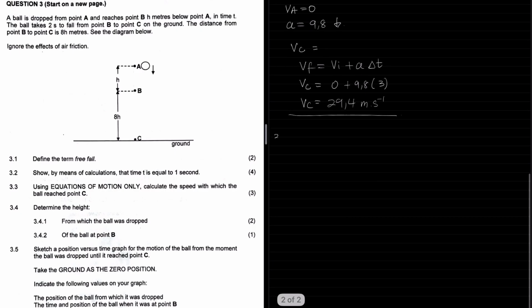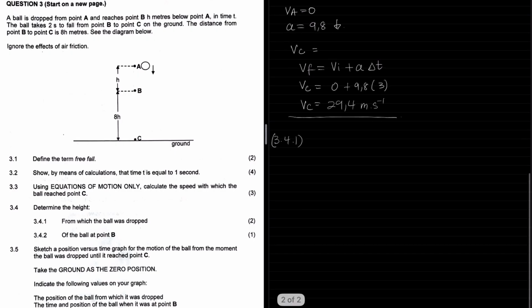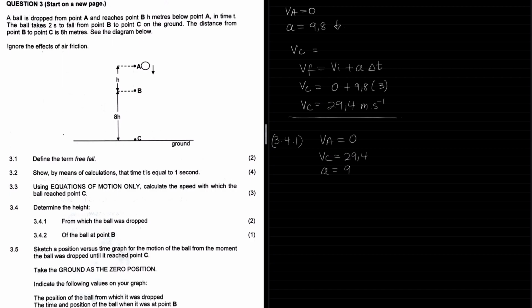Next question, determine the height from which the ball was dropped. So question 3.4.1. Again, let's write out the information that we know. We know VA is 0. We know VC is 29.4. We know acceleration is 9.8 down. We also know the total time is equal to 3. So we want to solve for delta y.